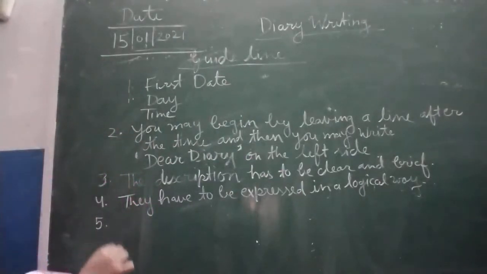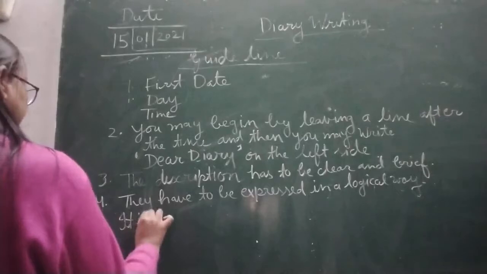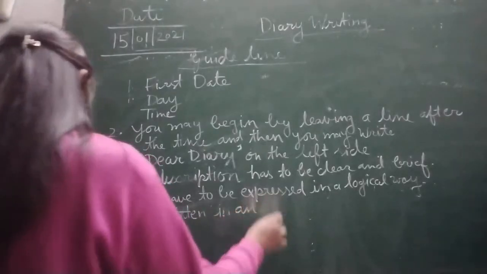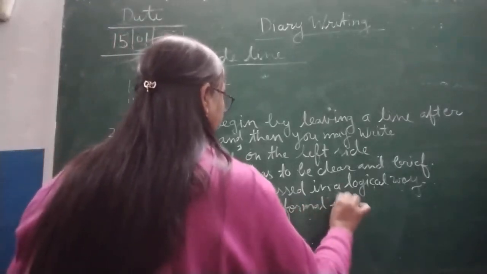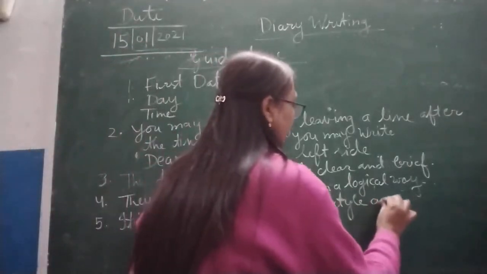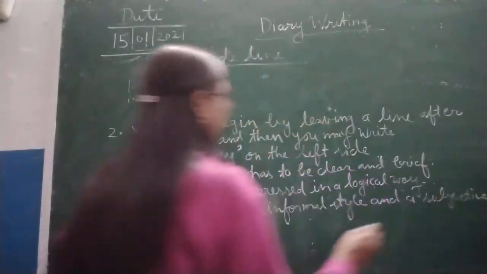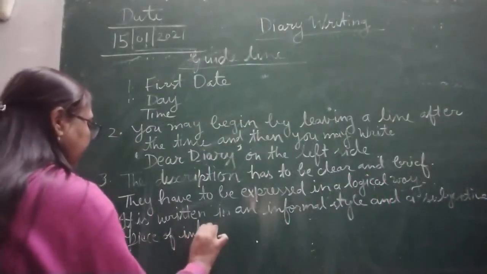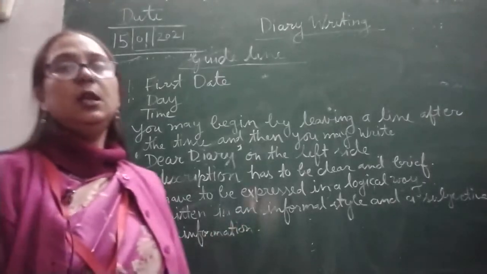Now the fifth point is that it is written in an informal style, and a subjective piece of composition, a subjective piece of information. It means that you have to express in a logical way.